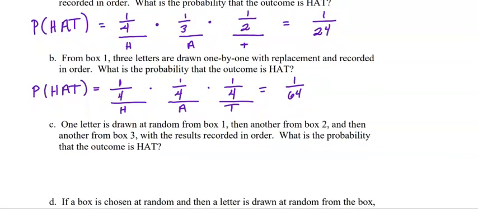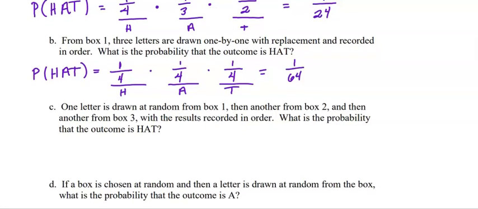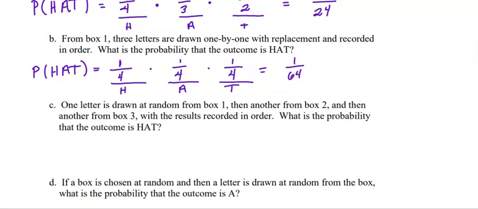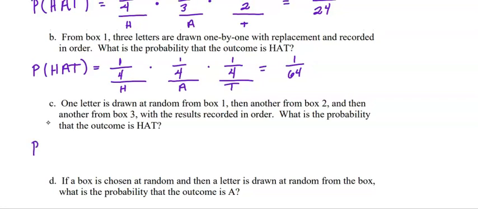Okay, on part C, 1 letter is drawn at random from box 1, then another from box 2, and then another from box 3, with the results recorded in order. What is the probability that the outcome is hat? So, again, I want the probability of getting an H, then an A, then a T. But now this problem is very different because I'm choosing a letter out of box 1, then out of box 2, then out of box 3.